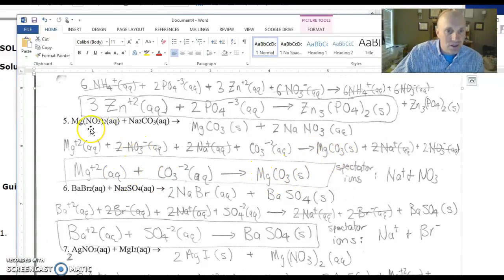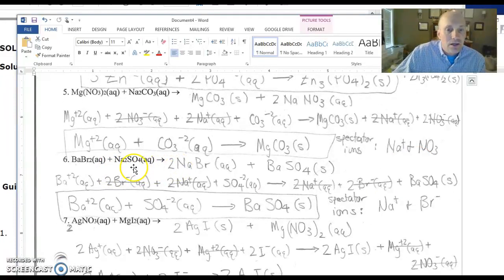All right, so if you mix these 2 things together, the only chemical reaction that occurs is between the magnesium and the carbonate. Everything else was dissolved in the beginning and it stays dissolved in the end, and therefore it's not really doing a chemical reaction and would be considered a spectator ion. Think of them as just dissolved in water, watching the reaction that's going on around them.